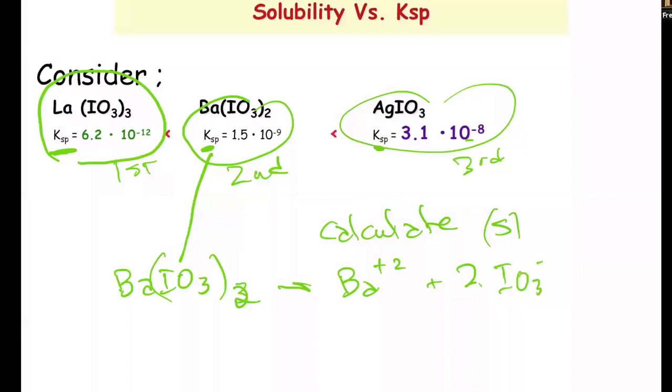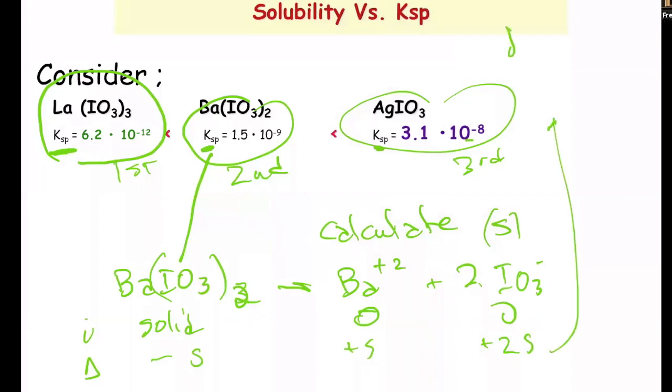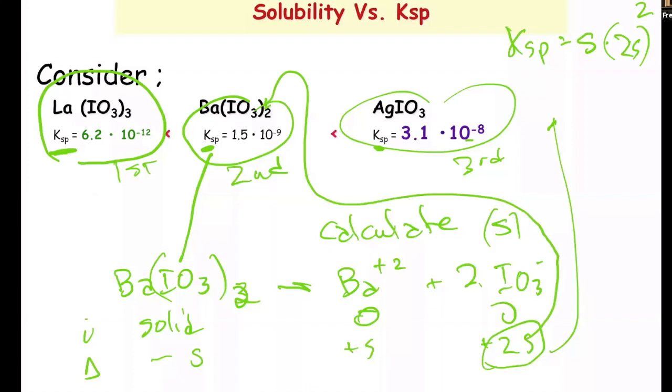So this is a solid. This is 0 and 0, and then the change will be minus S. It's still minus S because there's one substance that you have in the beginning. But this, of course, is plus S, and this is plus 2S. So the KSP from here, you can just go to this. The KSP is equal to S times 2S squared. This right here is squared because you've got a 2 right there. So that is equal to 4S cubed.